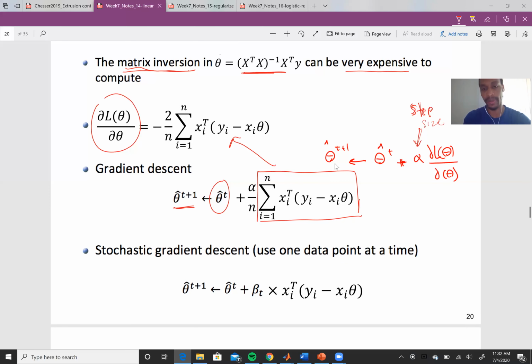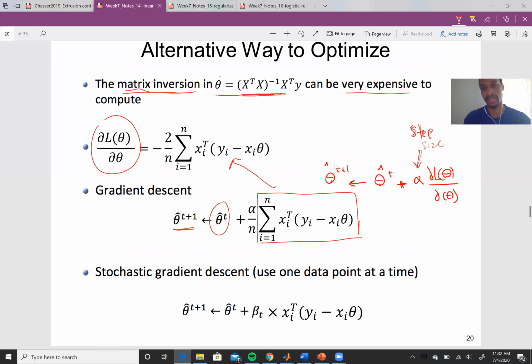You take a step in the direction of the most change, and then you can see if that beats the time it takes to compute this function here.